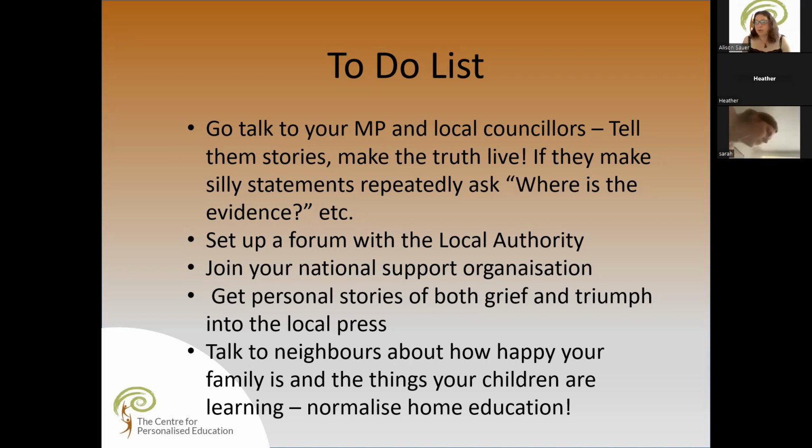So do join a national support organisation. That's a really important thing to do, because those people are there when it all goes horribly wrong. You know, that's where at the moment some of the lobbying happens.